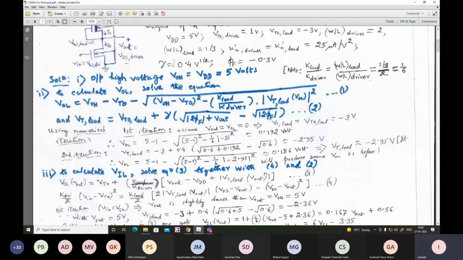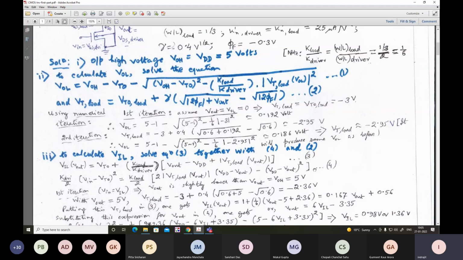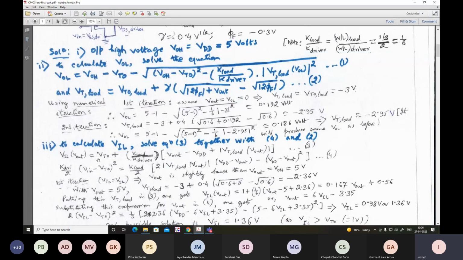Next, to calculate the lower salient input voltage VIL, we need to solve the relevant equations. What are they? Equation 3 together with 4 and 2. Equation 3 is obtained as we did in the earlier class, based on the current voltage equation at the output node. Then differentiating these with respect to input voltage and setting dVout by dVin equal to minus 1 at Vinput equal to VIL, we got this expression. And also this is the current equation.